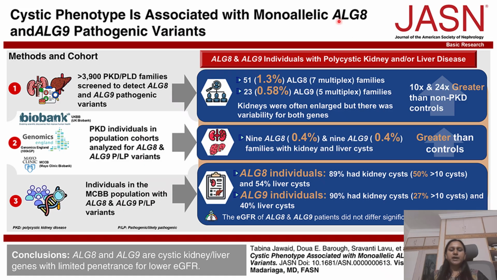The JASN visual abstract characterizes ALG8 and ALG9 as cystic kidney and liver genes with limited penetrance across more than 3,900 PKD and PLD families plus population biobanks. Monoallelic ALG8 and ALG9 pathogenic variants were enriched several fold over non-PKD controls. Most carriers had kidney cysts, around 89 to 90%, but usually a low cyst burden. And importantly, their eGFR did not differ significantly from controls. So these are lower penetrance genes for significant functional decline, and finding one explains this but generally predicts a milder course.